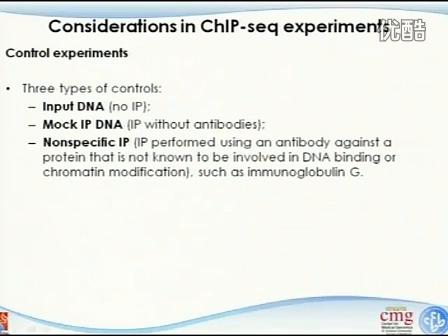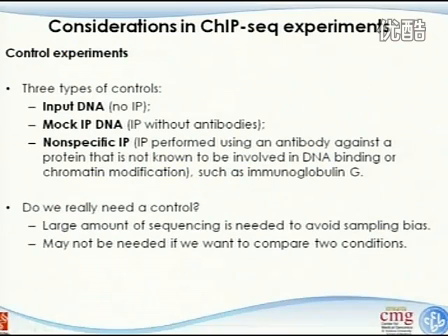The third one is non-specific immunoprecipitation, in which you perform the immunoprecipitation using an antibody against a protein that is not known to be involved in DNA binding or chromatin modification, such as IgG. So you use an antibody to target IgG. You pretend it will bind on DNA, but we know it doesn't. And then you see how many non-specific binding events will be pulled down, so that can serve as your control. So basically, there are 3 ways to do this control. And the people who really pay for the bill are concerned about that. This is too expensive to do, right?